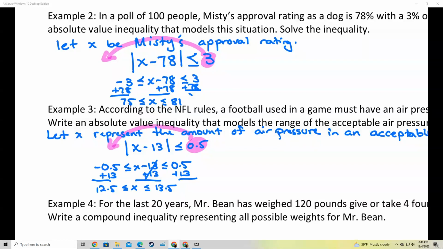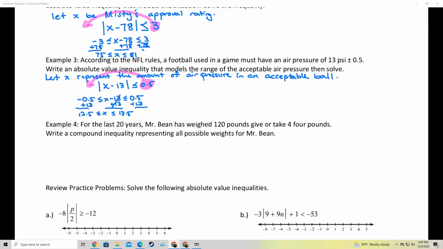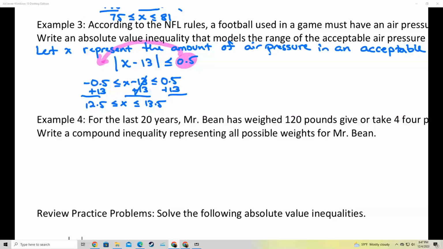Okay. And then our last one, as far as it relates to word problems, it says for the last 20 years, Mr. Bean has weighed 120 pounds, give or take 4 pounds. Write a compound inequality representing all possible weights for Mr. Bean. So I know Mr. Bean is somewhere around 120 pounds. I don't know what his actual weight is yet. So we're going to say let x represent Mr. Bean's actual weight.